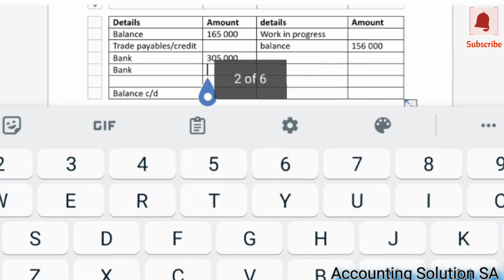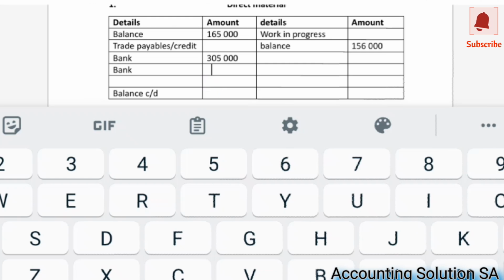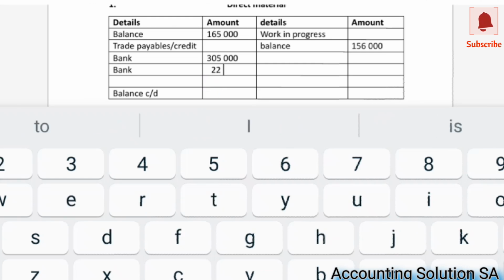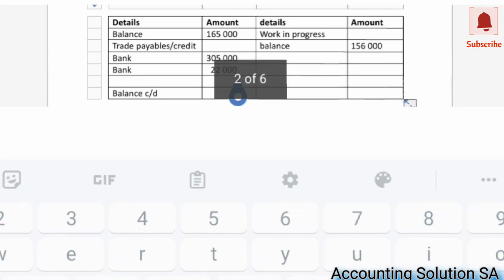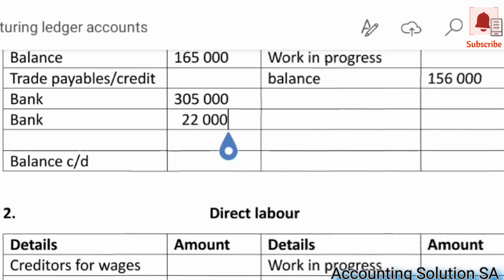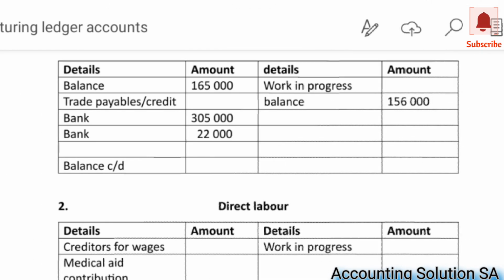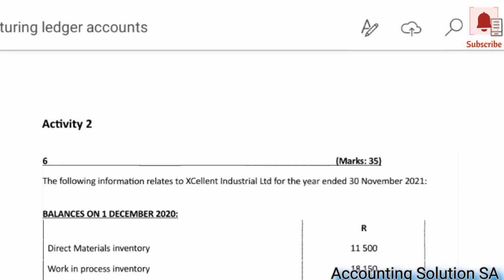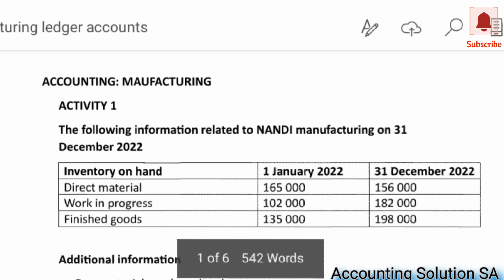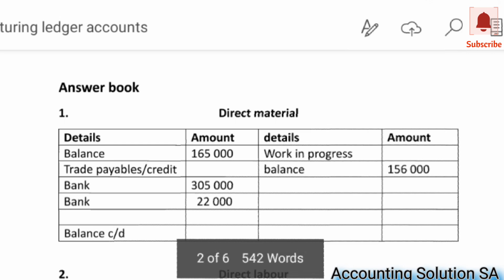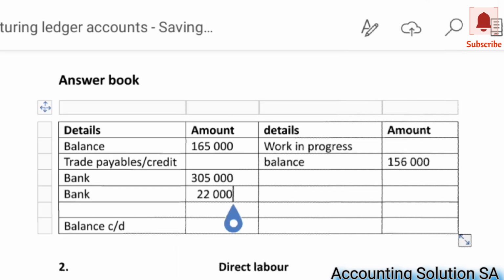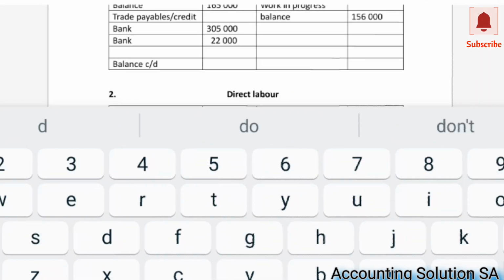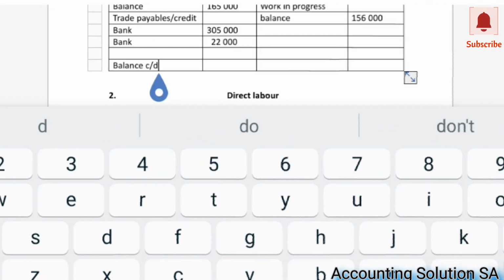Okay, then the amount we are going to record is 22,000. Simple as that, guys. Very simple as that. Okay, now let's check. We already got all those amounts, and we also have a balance at the end, which is a balance carry down.